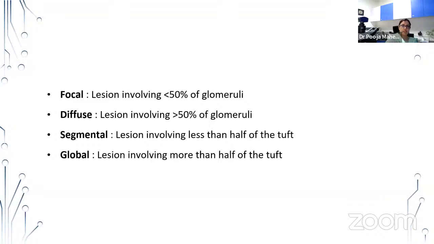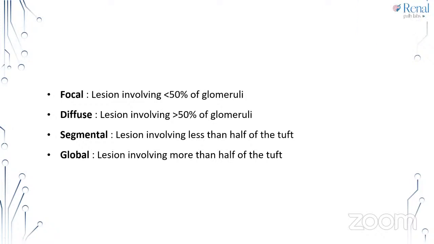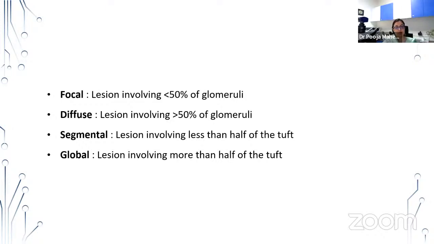Briefly about terminologies. Focal is a lesion involving less than 50% of glomeruli. Diffuse is a lesion involving more than 50% of glomeruli. Segmental is a lesion involving less than half of the tuft. Global is a lesion involving more than half of the tuft. These terminologies will be important when you see renal biopsies.